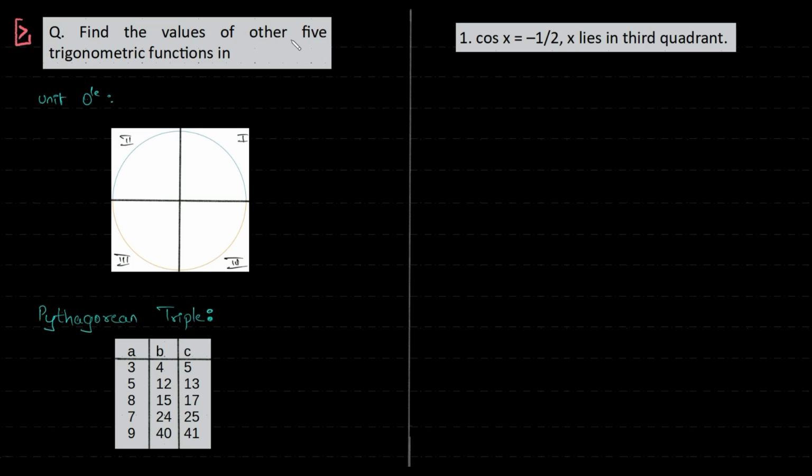Find the values of the other 5 trigonometric functions if cos of x is equal to minus half, with x lying in the third quadrant. So this is a set of questions wherein we have one trigonometric ratio in a particular quadrant and we have to figure out the others.